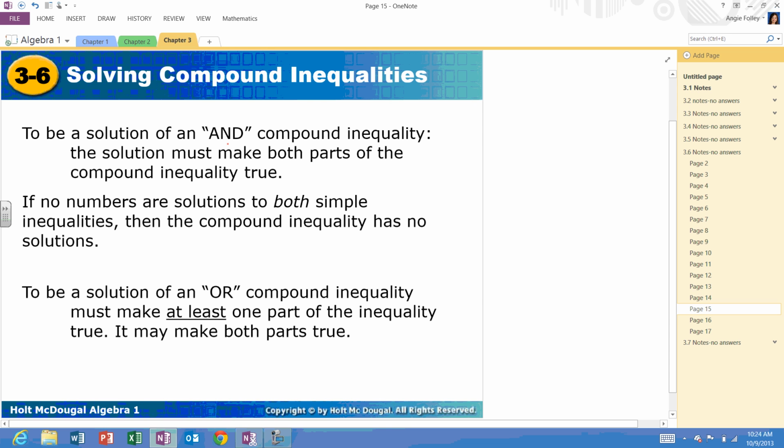Okay, to be a solution of an and compound inequality, the solution has to make both parts of the compound inequality true. If none of the numbers are solutions to both inequalities, then that inequality has no solutions. And then for it to be a solution of an or inequality, it has to make at least one part of the inequality true. It may make both parts true. So just keep that in mind. Okay, that's important. To be a solution of an or, it has to be true for one of the sections. It doesn't have to be true for both, but it can. Okay, again, the and, it has to be true for both of them.